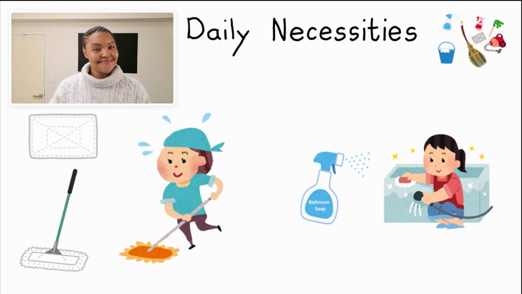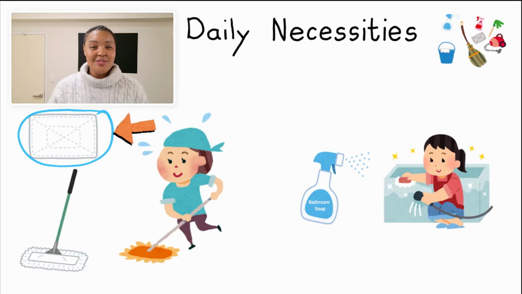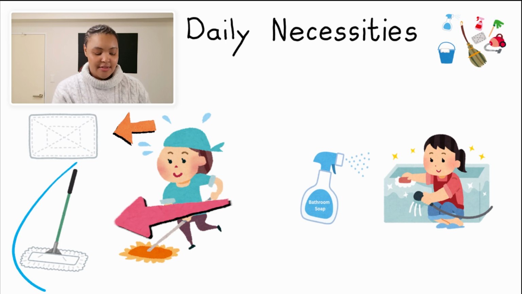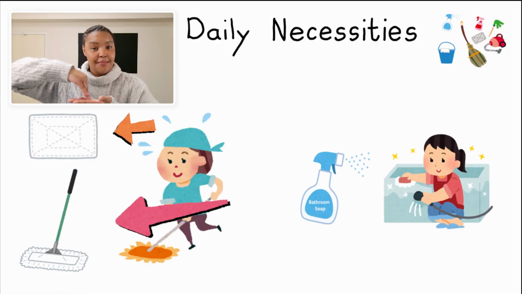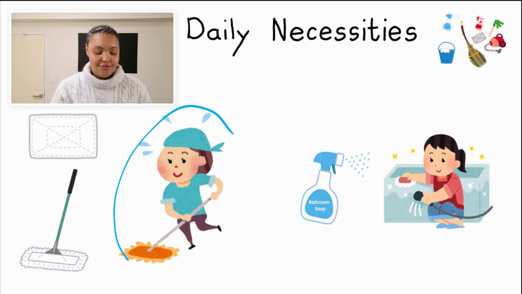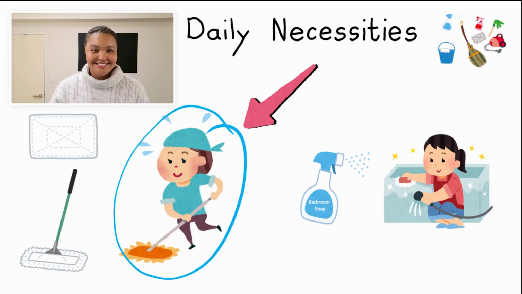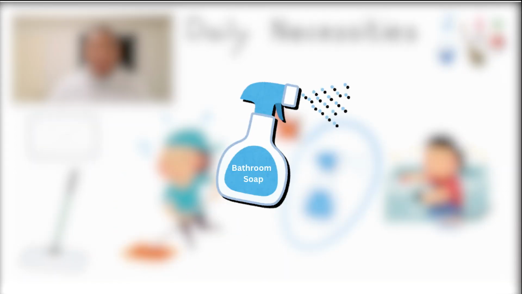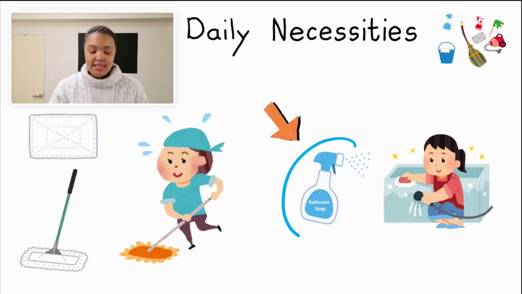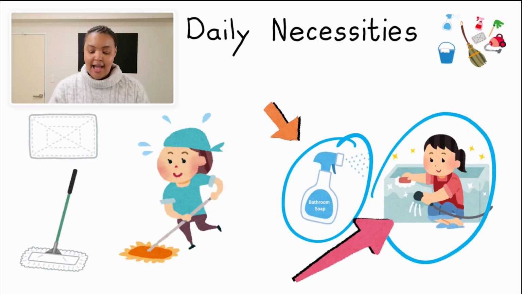What else? This is a cleaning sheet. We use a cleaning sheet with a cleaning mop. We put the cleaning sheet under the mop and we use it for cleaning the floor. This is bathroom cleaning soap. We use this soap to clean our bathrooms.